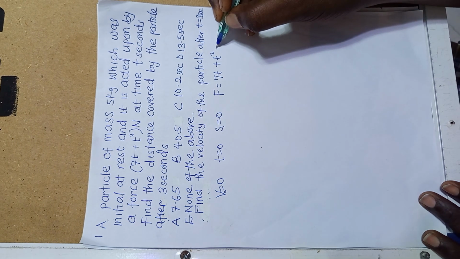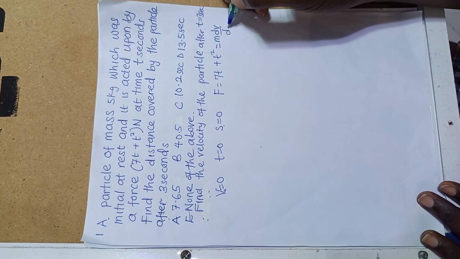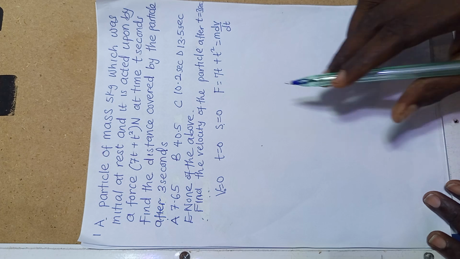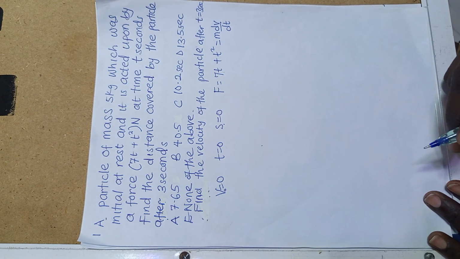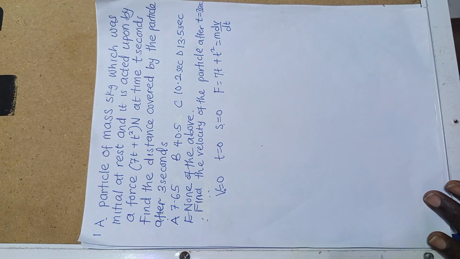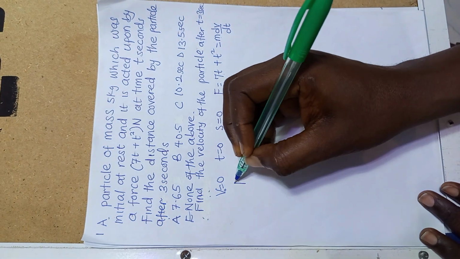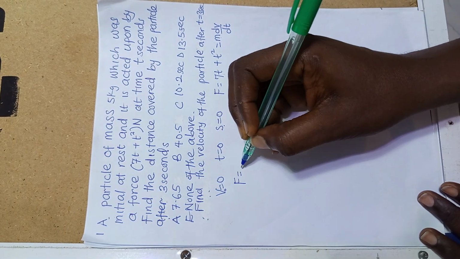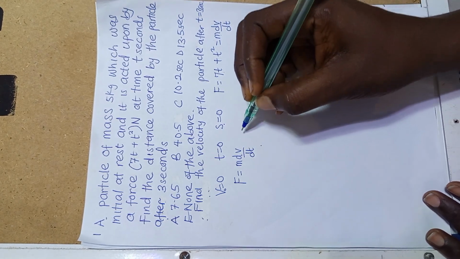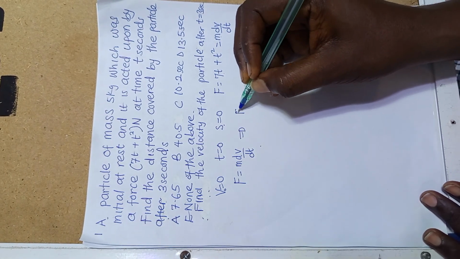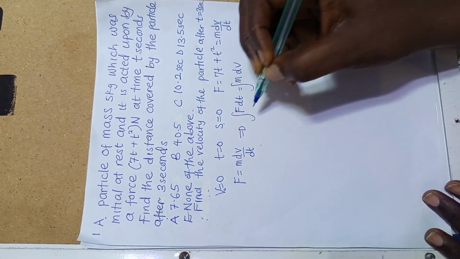What we're going to do now: you know that F equals M dv over dt, since the force is given in terms of t. Since we know that mass times acceleration is equal to force, we can say F equals M dv/dt, which implies that F dt equals M dv. So we integrate.